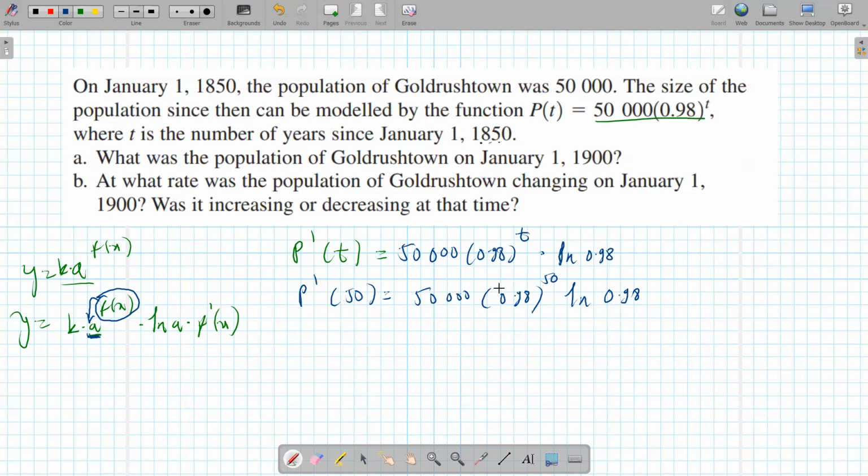Here's some quick maths for you. You can plug this in a calculator, but a ln of anything less than 1 is going to be a negative number. So this will never be negative, this is negative. So the final answer will be negative something. So that means the rate of population change is decreasing. It's decreasing at that point in time. Make sense?